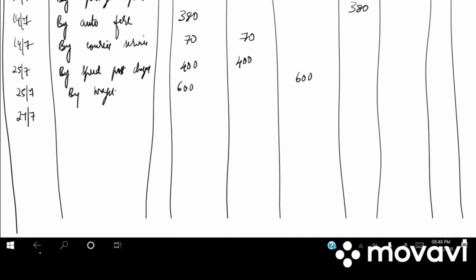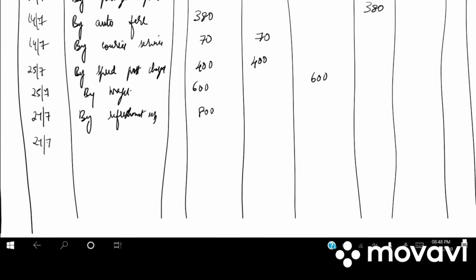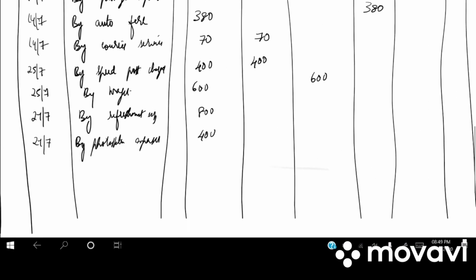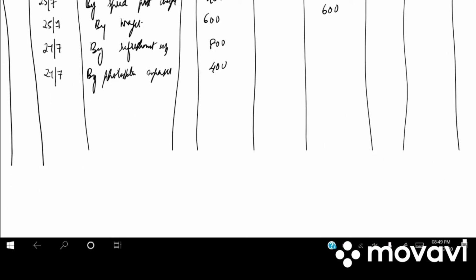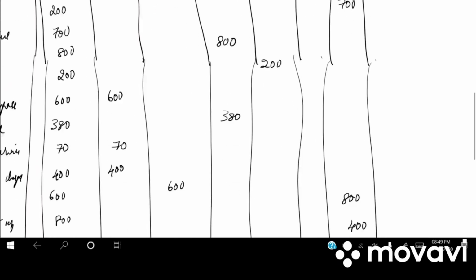Then 27th we have by refreshment expenses 800, under miscellaneous expenses 800. Then again on 27th we have by photostating expenses 400, under miscellaneous expenses. Then 28th we have by pencils, it is 750, under the stationery column we would be writing 750.